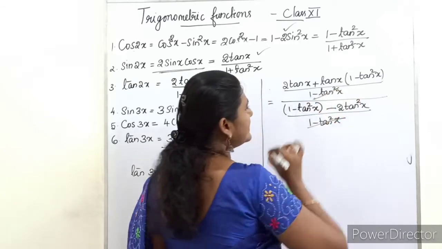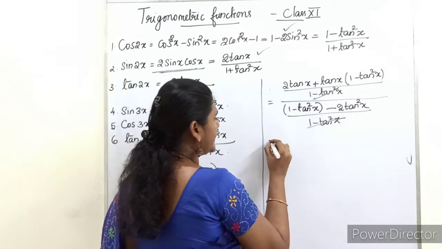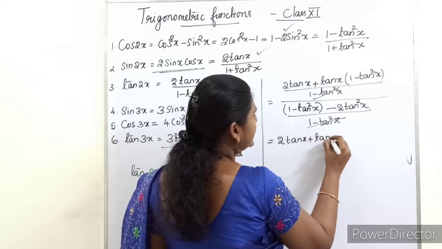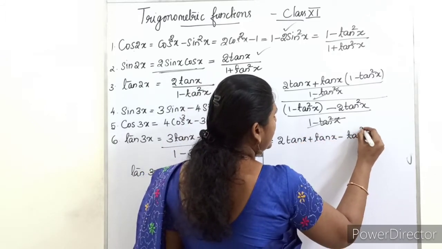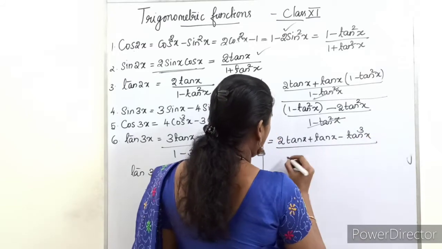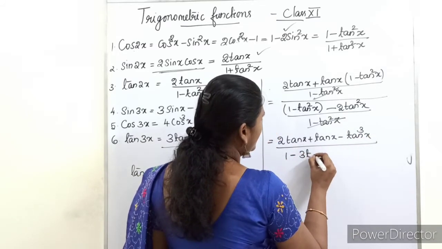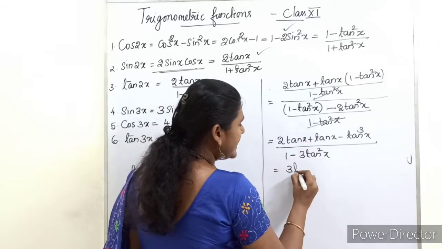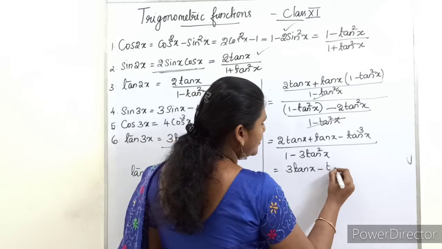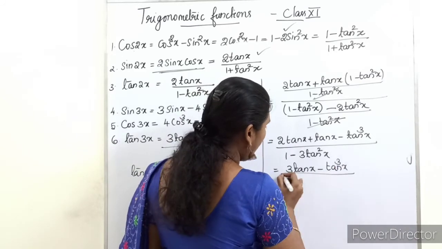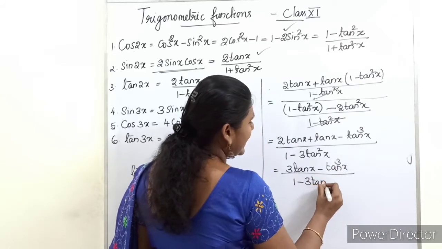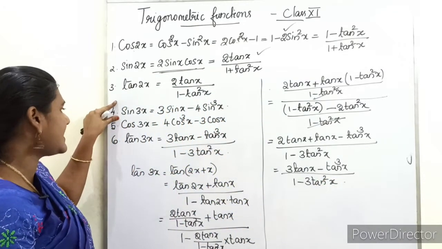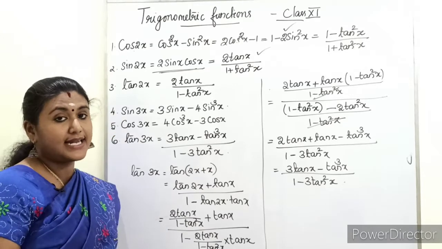Now we can cancel these two and we will simplify this expression, that is 2 tan x plus tan x minus tan cube x divided by 1 minus 3 tan square x. Now again we will simplify this. 2 tan x plus tan x is 3 tan x minus tan cube x divided by 1 minus 3 tan square x. Actually this is the formula for tan 3x. So we have seen sin 3x, cos 3x and tan 3x formula.